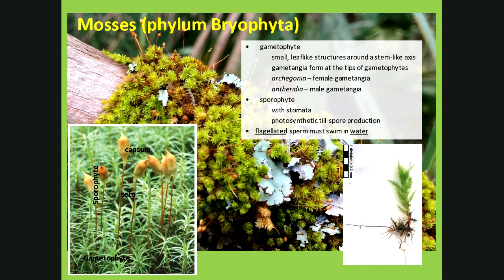So here's your typical moss. This is sphagnum again, and you can see the gametophytes and the sporophytes. You see what I'm talking about in that sporophyte? The capsule at the top, and then the seta is the stick that's holding it up. Different than what we saw in the hornworts. Very small gametophyte. There's the gametophyte on the right-hand side. Look at the scale. This is 0.2 centimeters, so we're talking maybe 1.5 millimeters tall. Really small. Small little leaf-like structures around a stem-like axis.